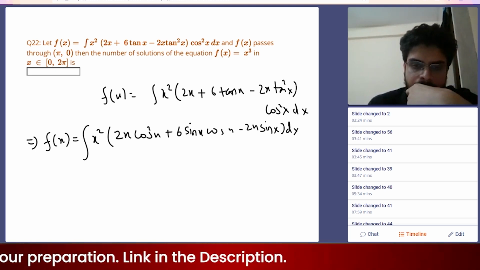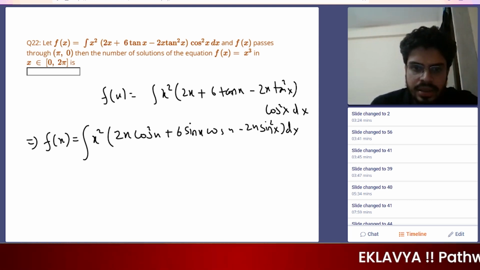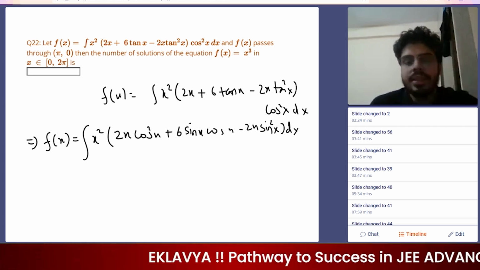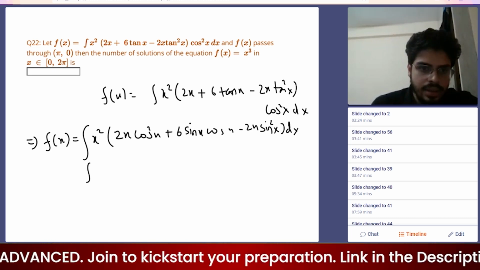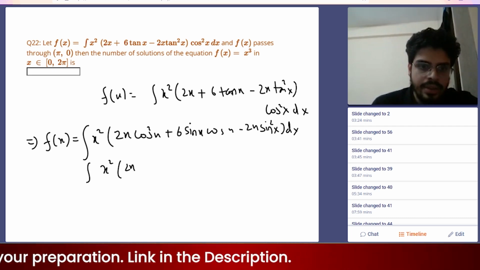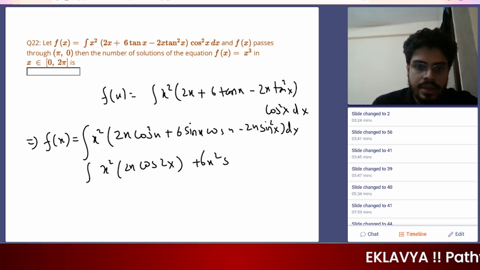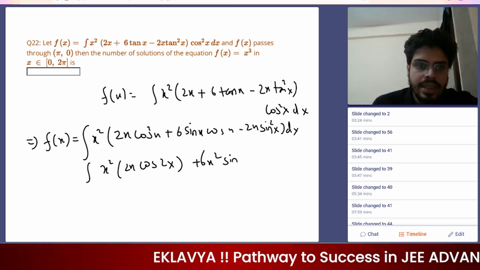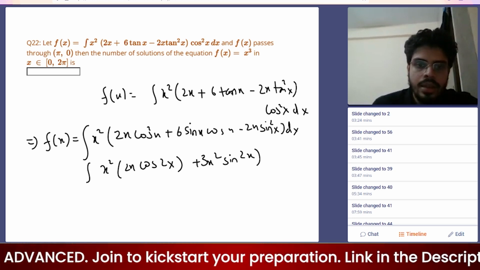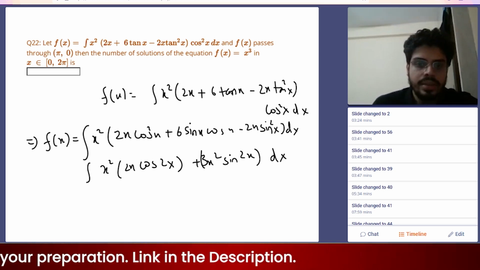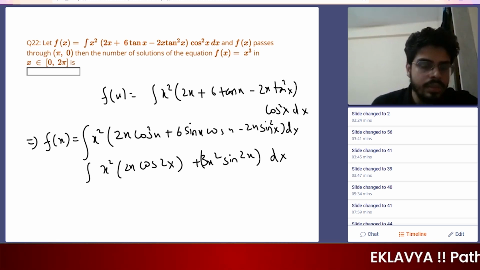Wait, tan x into cos square x, sine x upon cos x. Achha, here I'll get sine square x, because sine square upon cos square x. Yes, here I'll get sine square x. So now I can take common this 2x. So I will get x square 2x, I have taken common, cos square x minus sine square x becomes cos 2x, and another term will be 6x square into sine x cos x. So that I can write in 2x form, 3 sine 2x dx. Okay. Now we have to integrate both things.